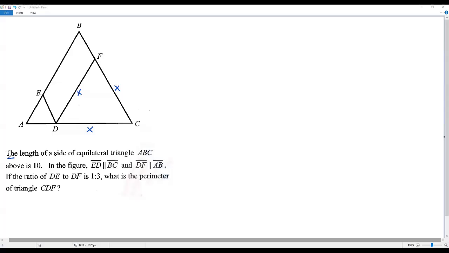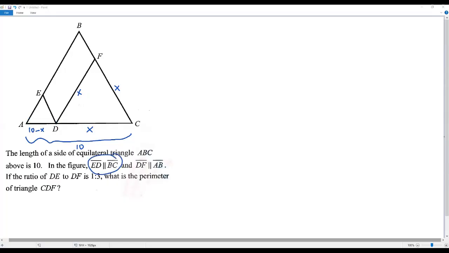Now let me consider this particular piece of information, that the length of a side of equilateral triangle ABC above is 10. So ABC is an equilateral triangle and the length of each side of this equilateral triangle is 10. So the length of the side AC is 10. Then what is the length of the line segment AD over here? To get the length of this line segment AD, I have to subtract this X from this 10. Then I am getting 10 minus X as the length of this line segment AD.